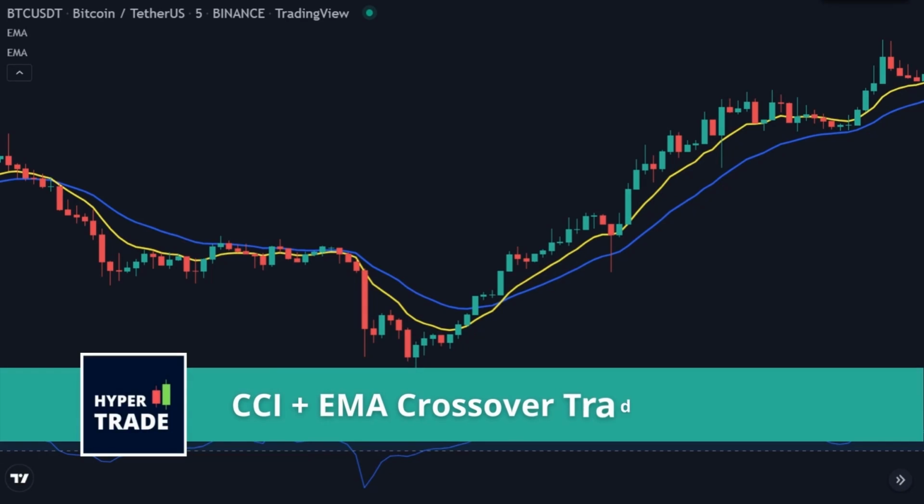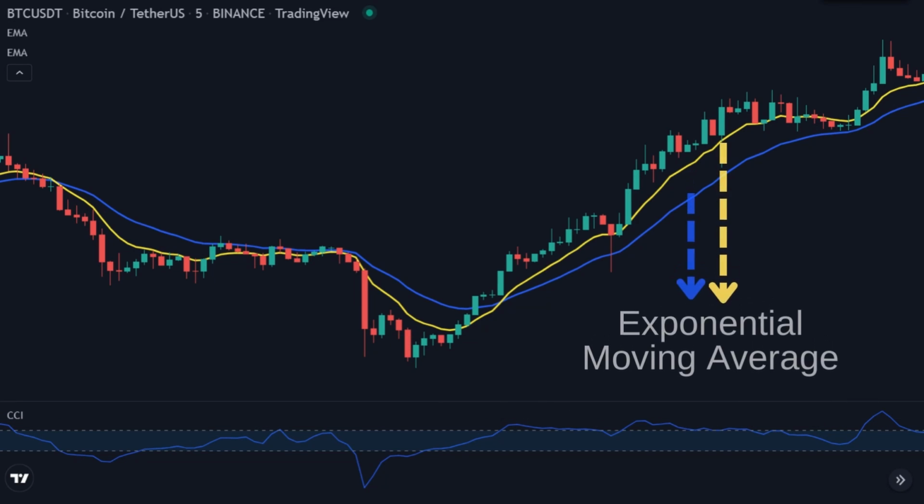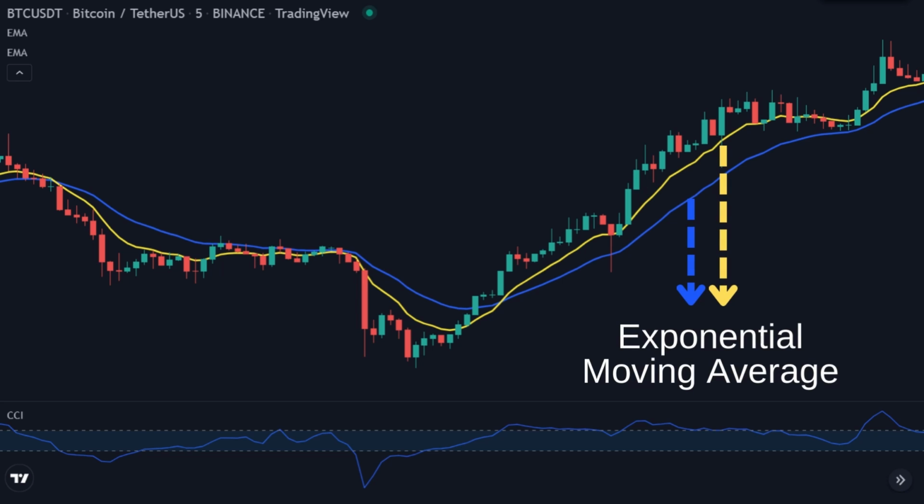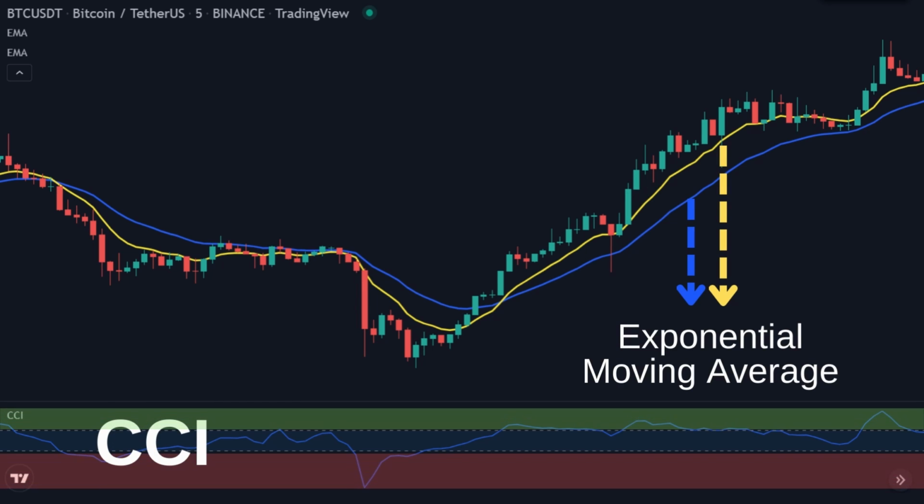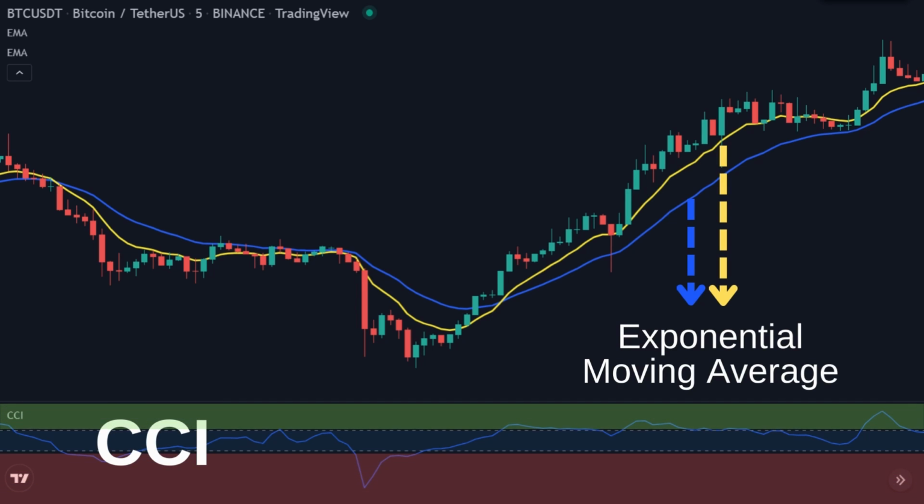First of all, I will explain this trading strategy and how it works. So, the CCI EMA crossover is a day trading strategy that uses 2 indicators. The indicators consist of EMA or Exponential Moving Average and CCI or Commodity Channel Index. This strategy works by combining both a trend-following indicator as well as overbought and oversold indicator.